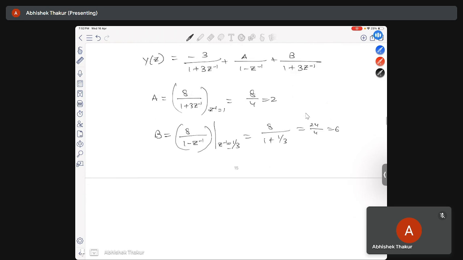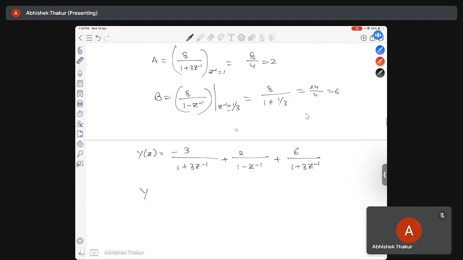So now we can write Y(z) = -3/(1 + 3z^-1) + A/(1 - z^-1), A is here 2, and B/(1 + 3z^-1), B is here 6. So we can write Y(z) as 6 minus 3, that is equal to 3/(1 + 3z^-1) + 2/(1 - z^-1).